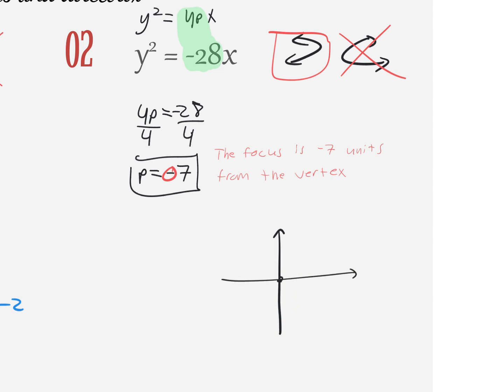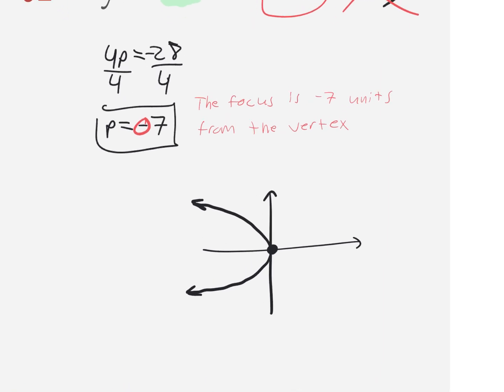We know it's centered at 0, 0. And we know it's facing left since p is negative. Then I'm going to go ahead and plot our focus. Since p is -7, and our parabola is facing our focus, I'm going to go 1, 2, 3, 4, 5, 6, 7. And then you end up at a point right here.